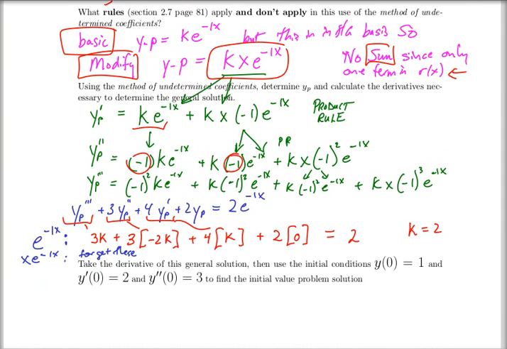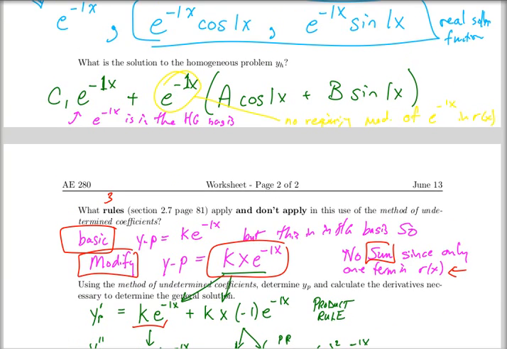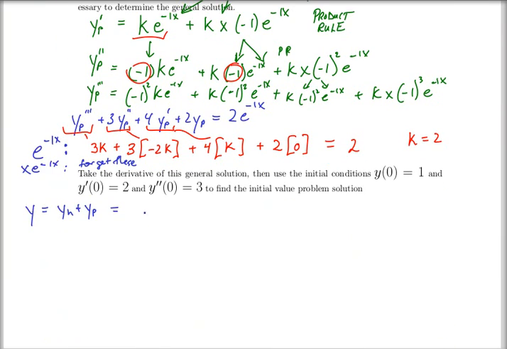Oh, okay. Now let's write the general solution out. Y equals YH plus YP, which is equal to, scrolling back up for just a second, that's right, 1 and i, C1 e to the minus 1x plus e to the minus 1x times a cosine 1x plus b sine 1x, plus 2 e to the minus 1x x, the modification.